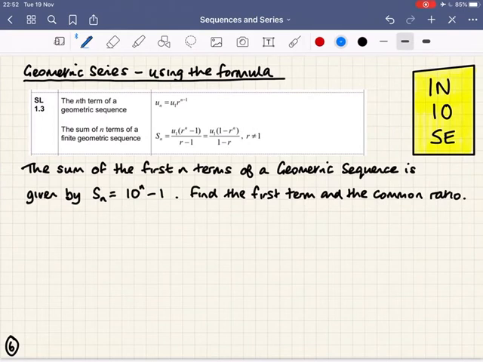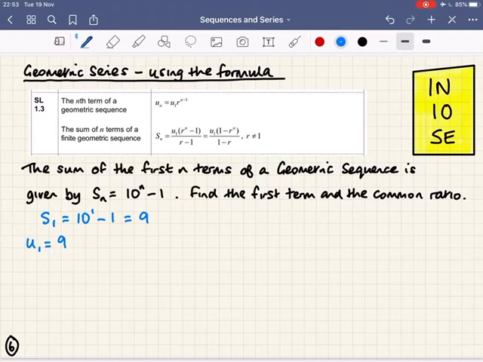We might have to work backwards in some way. We're told the sum of the first n terms of a geometric sequence is given by Sn equals 10 to the n minus 1. Find the first term and the common ratio. So we need to use a bit of lateral thinking here. The first term will also be the same as the sum of the first term, won't it? So we can work out S1 equals 10 to the 1 minus 1, which is 9. So the first term, U1, must equal 9.